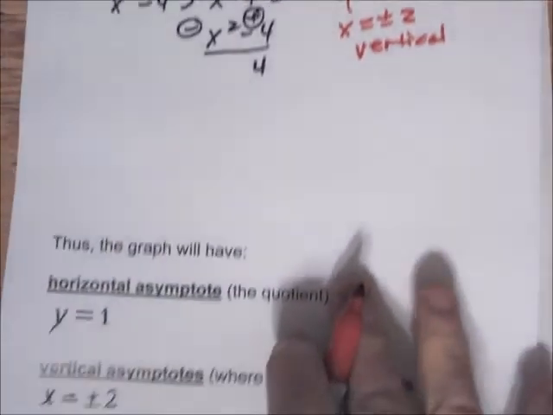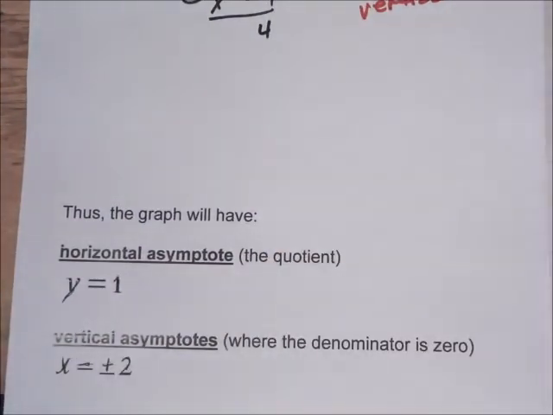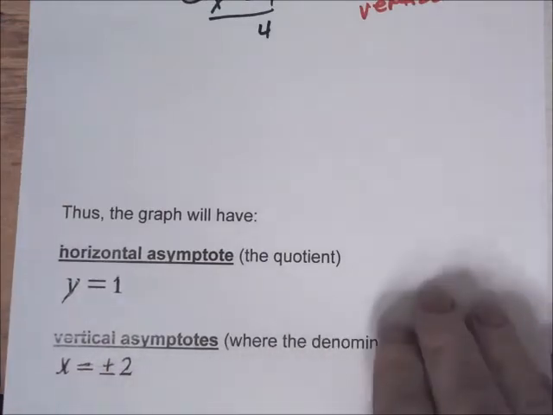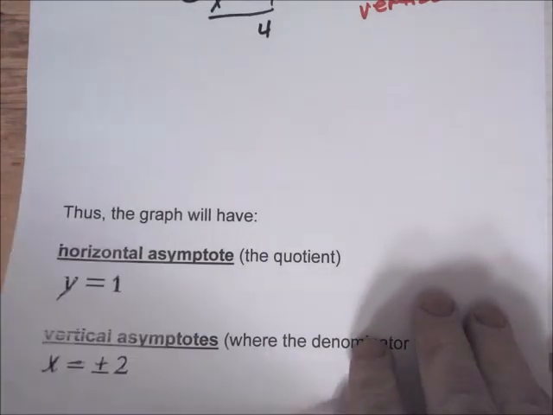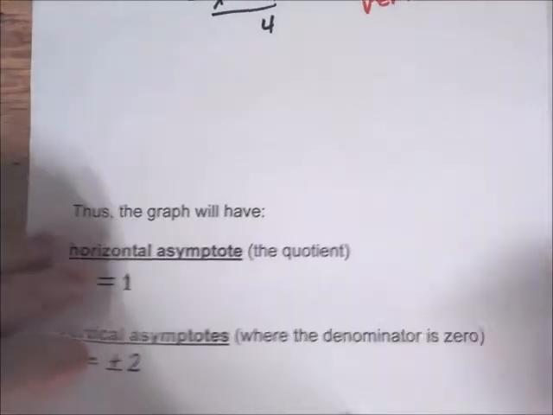So those are our 3 asymptotes here. So this is not a hyperbola. Hyperbolas only have 2 asymptotes, but this one has 3. We have a horizontal asymptote, y equal 1, and 2 vertical asymptotes, x equal 2 or negative 2.